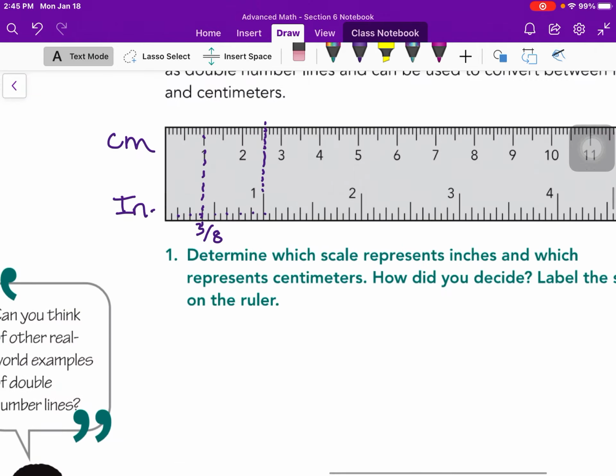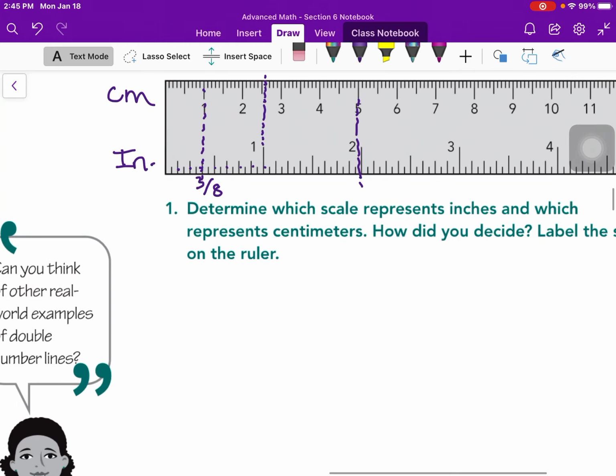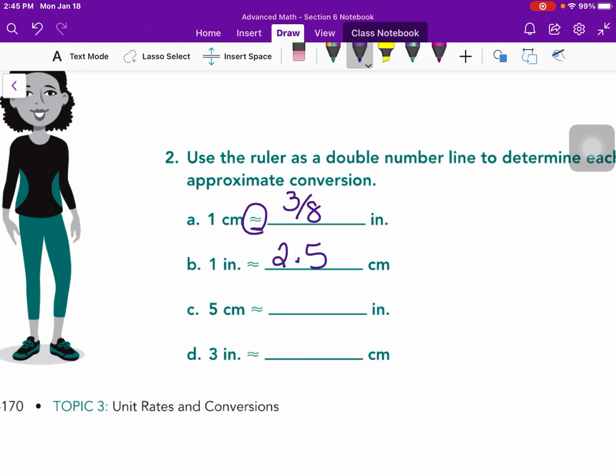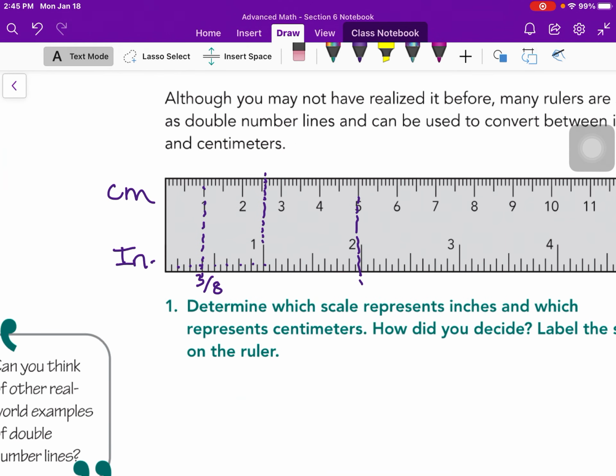5 centimeters is about how many inches? Here's centimeters. That looks like it's about 2 inches. And 3 inches is about how many centimeters? 3 inches.